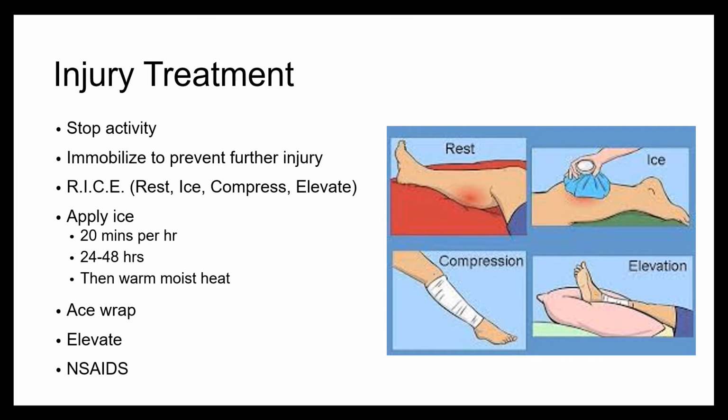Then we have compression. Compression is going to be best done with something such as an ACE wrap. You see that in a couple of the pictures there. And then we're going to want to elevate it. Elevate it above the level of the heart is going to be best for improving circulation and improving the healing time with that injury. So rest, ice, compression, and elevation, those are going to be your 4 primary components of injury treatment, in addition to stopping the activity and immobilizing the extremity.